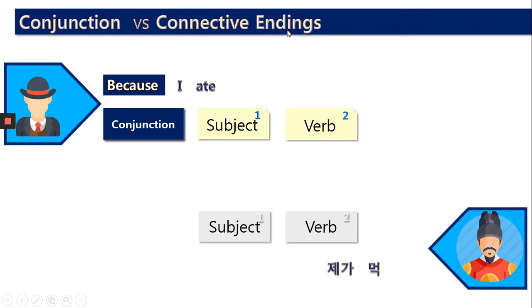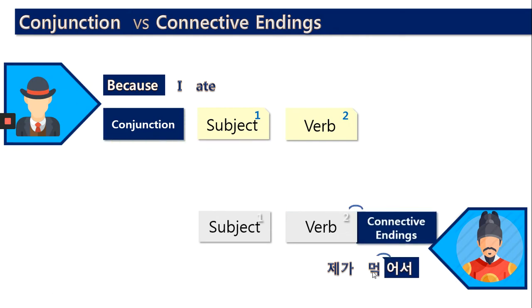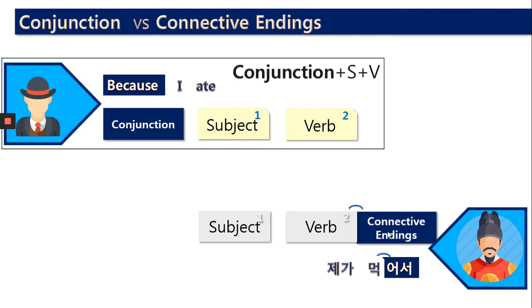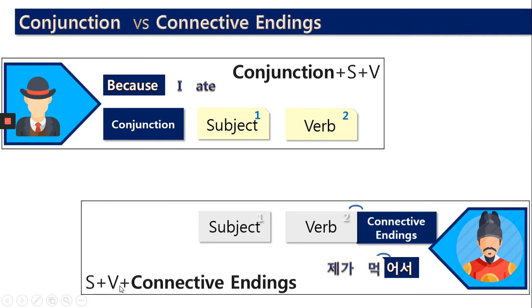So where shall we put it? This is an ending, a kind of verb ending. So we need to put it behind the verb here, like this. So this is a connective ending. You have to know this word order. In English, conjunction plus subject and verb, right? But in Korean, it's opposite. Subject and verb first, and then the connective ending. As I said, this is really, really, really important.